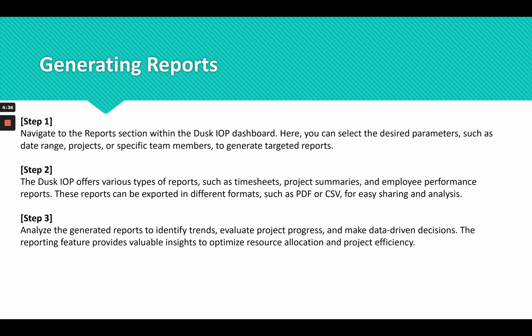So generating reports. Navigate to the reports section within the Dusk IAP dashboard. Here you can select the desired parameters such as date range, projects, or specific team members to generate targeted reports. Step 2. The Dusk IAP offers various types of reports such as timesheets, project summaries, and employee performance reports.